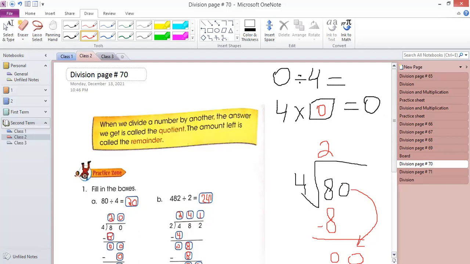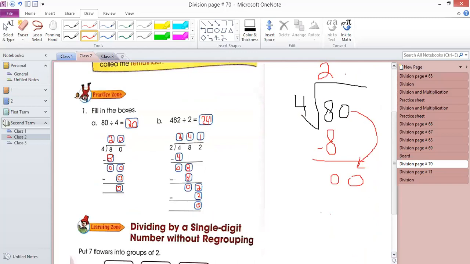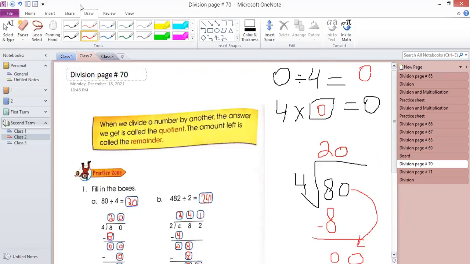Okay, so 4 multiplied by 0 will give you 0. That's why 0 divided by 4 is 0. So 0 divided by 4 is 0, and 4 zeros are 0, and 0 minus 0, 0. So the answer is 20. 80 divided by 4 is equal to 20.